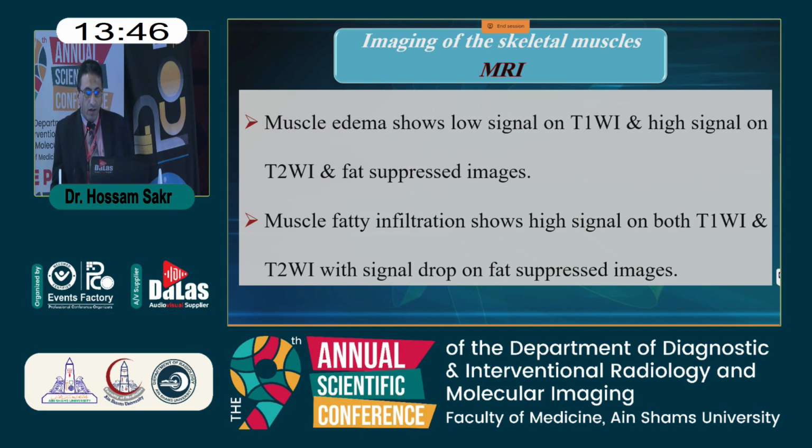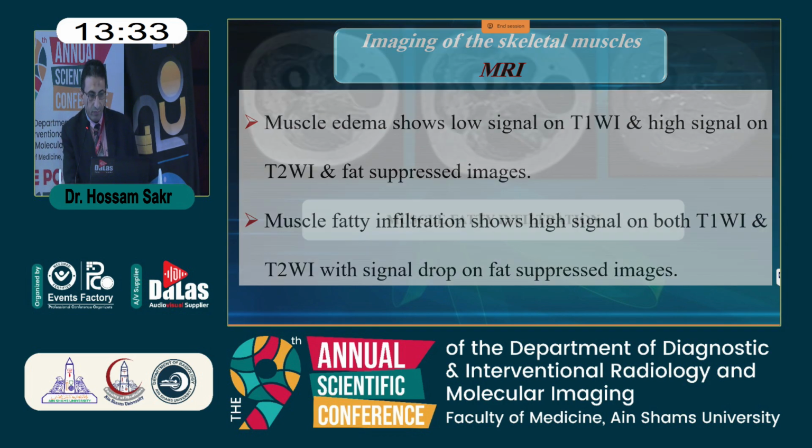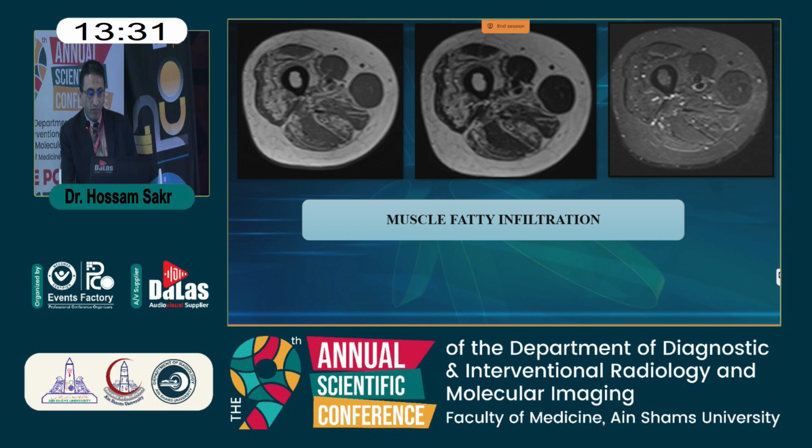Muscle edema by MRI shows low signal on T1 and high signal on T2 and fat suppressed images. Muscle fatty infiltration shows high signal on both T1 and T2 with signal drop on fat suppressed images. This is an example of muscle fatty infiltration of the thigh muscles. This is the T1, the T2, and the STIR fat suppressed images. The high signal in T1 and T2 and signal drop on fat suppressed images indicates fatty infiltration.